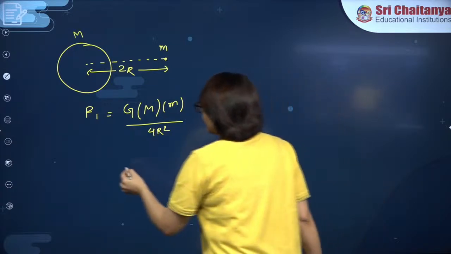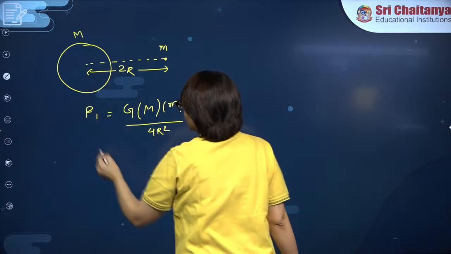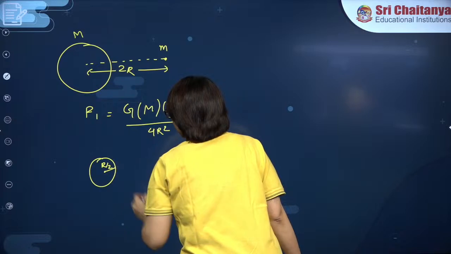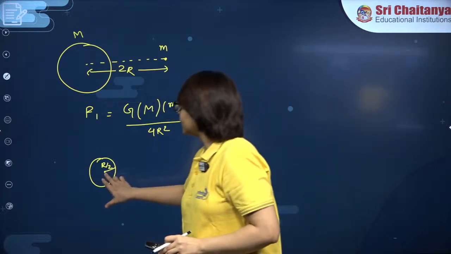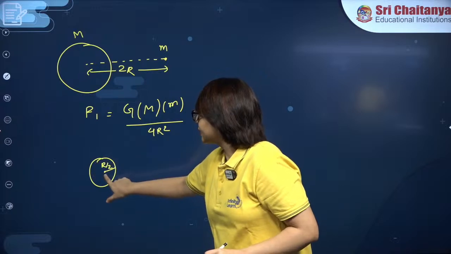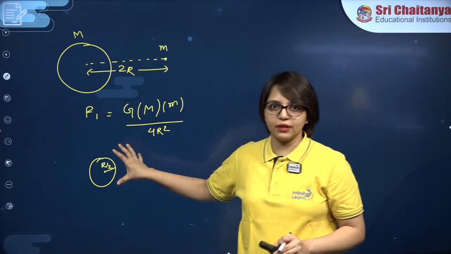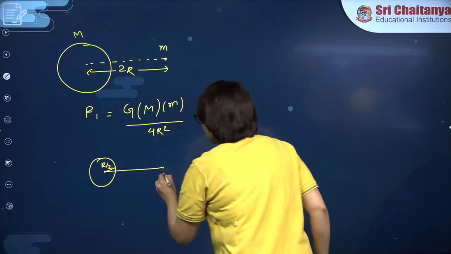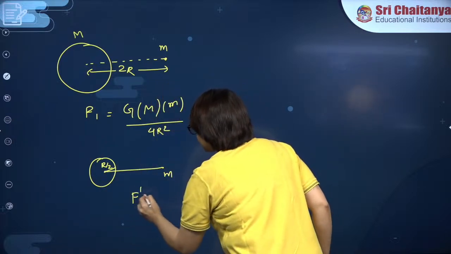Now what we are doing? We are removing this much portion. If you remove this much portion of radius r by 2, then let's find out the effect of this portion on small m. How much force is exerted on small m by this portion that has been removed? So over here, let's say this force is F dash.